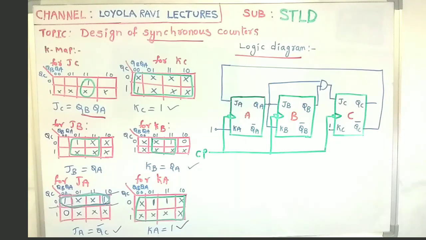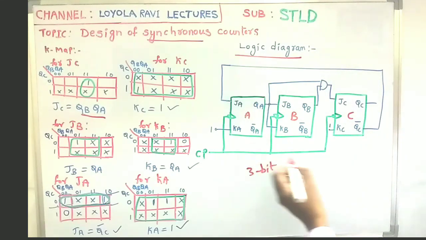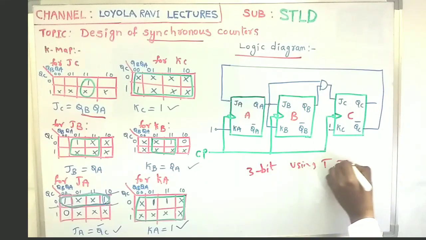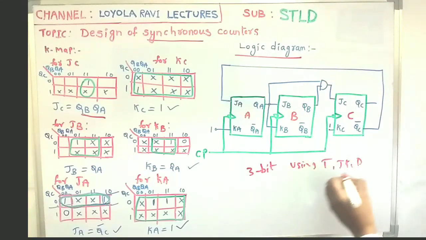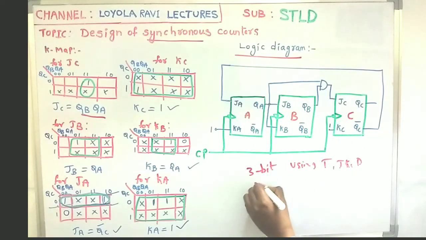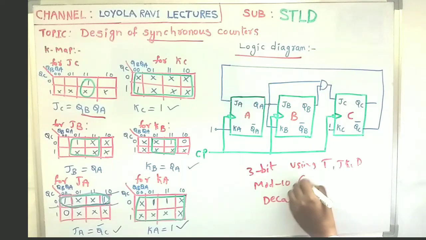Like this, we have to design any type of counter. For example, 3-bit counter, counter using T flip-flop or JK flip-flop or D flip-flop. Like that, you may design any type of counter, 3-bit counter or mod 10 counter or decade counter. It may also be called a decade counter. Mod 10 is from 0 to 9. Okay, decade also from 0 to 9. So like this you may design any type of counter very easily.